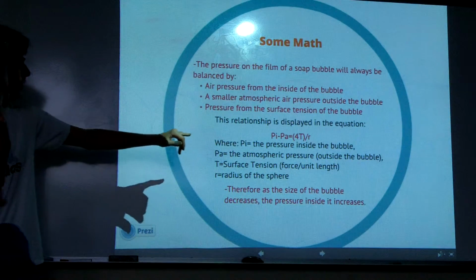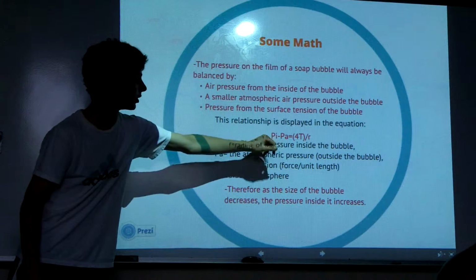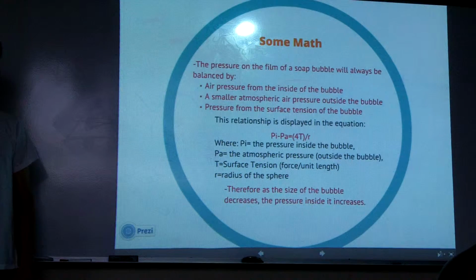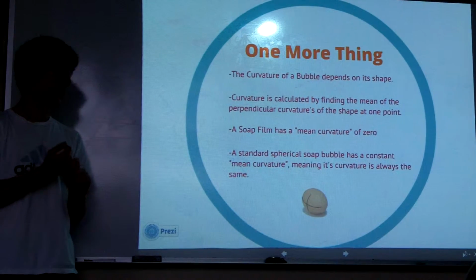And this is the equation. The difference between the two, the inside pressure and the outside pressure, is T, which is surface tension, divided by R, which is the radius of the bubble. And so the curvature of a bubble depends on its shape.